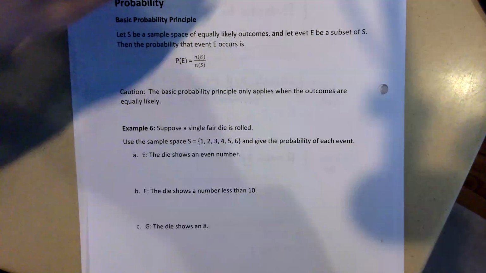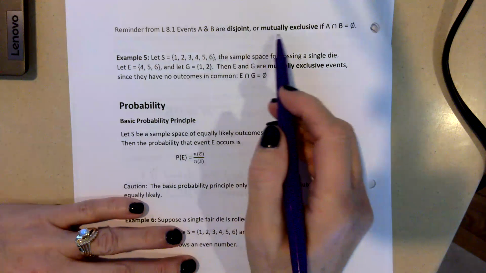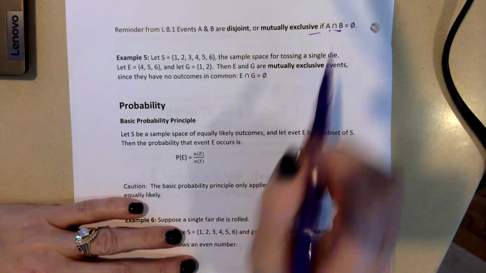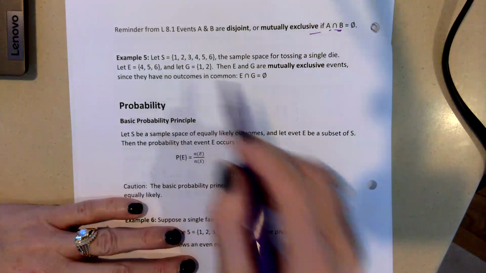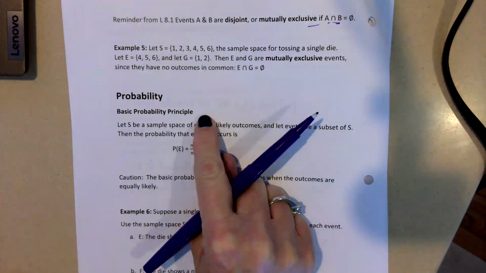Let's do a little reminder of what we learned in an earlier lesson about disjoint events. Disjoint or mutually exclusive events are events that have no intersection. We have a quick example here for your reading pleasure.